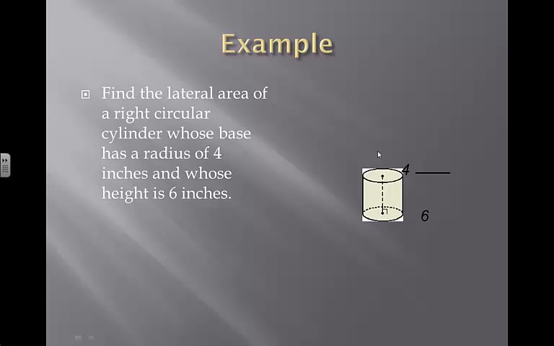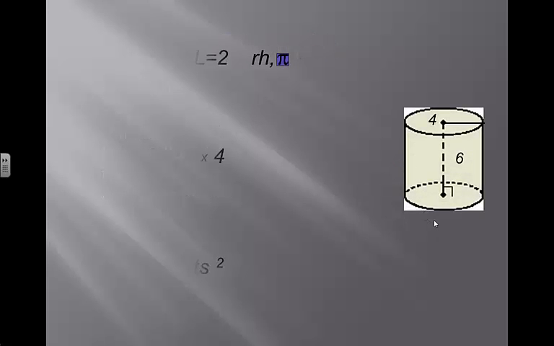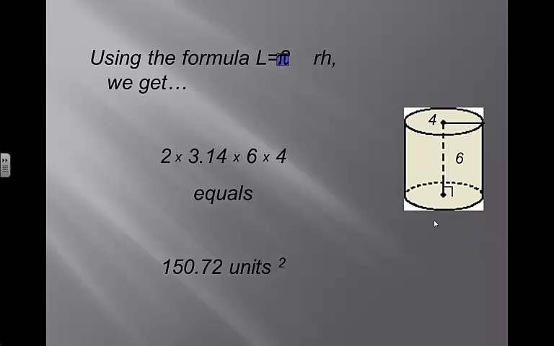So let's take a look at this. Find the lateral area of a right circular cylinder whose base has a radius of 4 inches and whose height is 6 inches. This got messed up a little bit, but the radius is 4 and the height is 6. So how do we do it? We know the formula: lateral area equals 2 times pi times r times h. We get 2 times 3.14 times the radius of 4 times the height of 6.